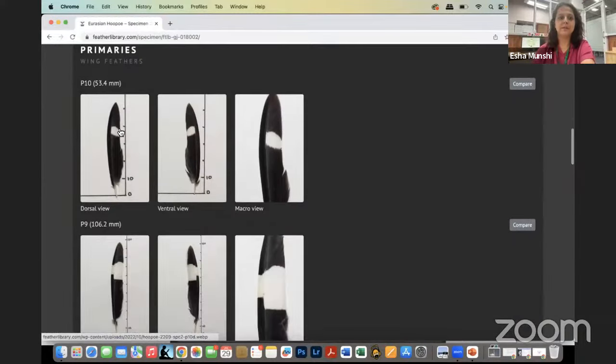If you go down, there will be a dorsal view. So dorsal is the top, ventral is the underwing. This is the dorsal view of an Indian eagle owl wing. This is the ventral view. In most cases, you can see the pattern changes highly if you see it from here and if you see it from here. And then there is a macro view.